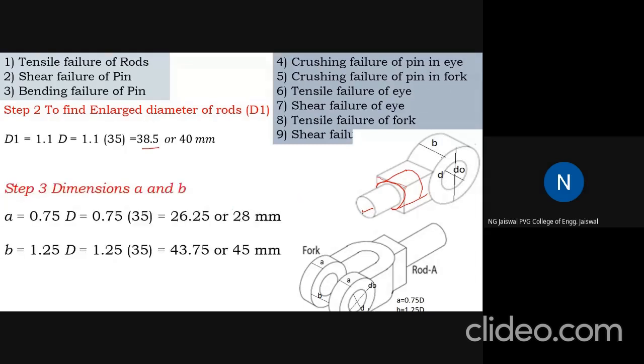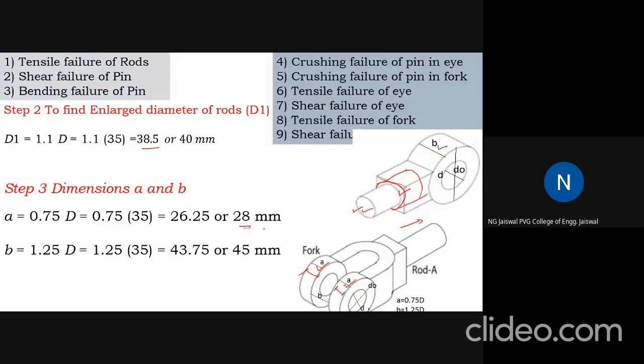Next is then, if you just see the sequence I am going through, this is found, and now this B and this A are to be found out. A and B are obtained by proportions in terms of the diameter of the rod itself. So A, it means the width of the fork, is 75% of D, 0.75 of D. It becomes 26.25. I have rounded it up to 28. Then B is 1.25 times D.